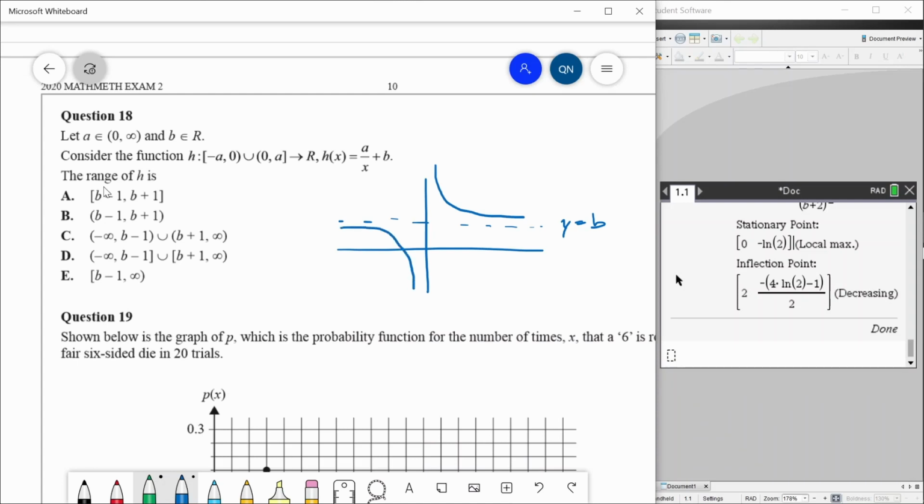So is A positive? Yes, A is positive. So we can assume we have this shape over here where it goes top right and bottom left. Now we want to go from negative a, so including this point, so negative a to 0, and we exclude 0 for obvious reasons because of the asymptote, and we go up to a, so something like this.